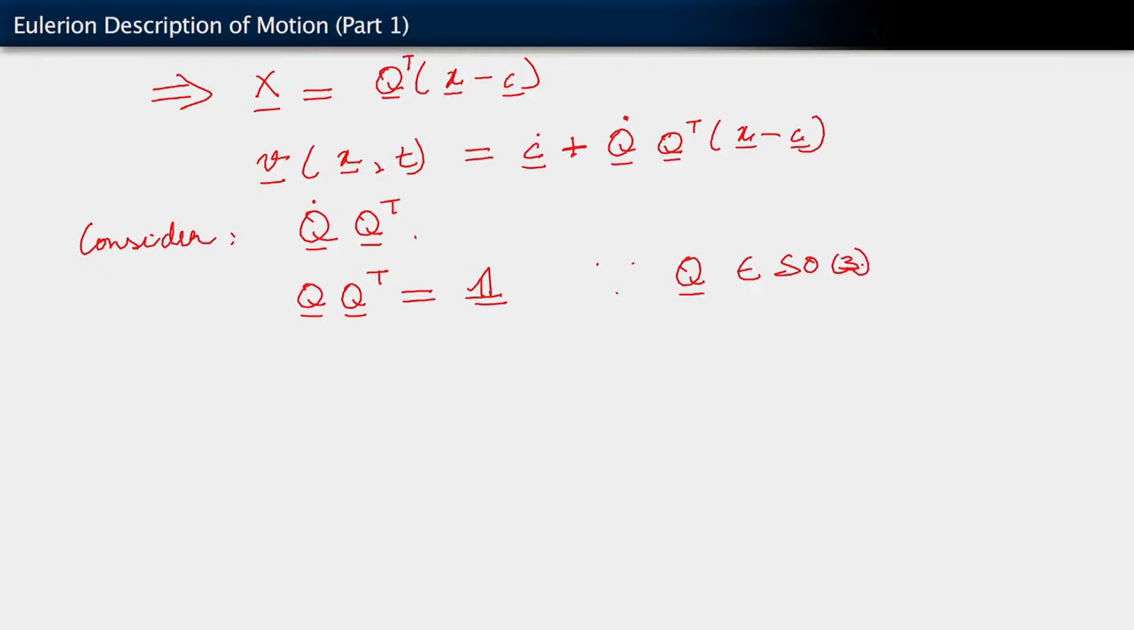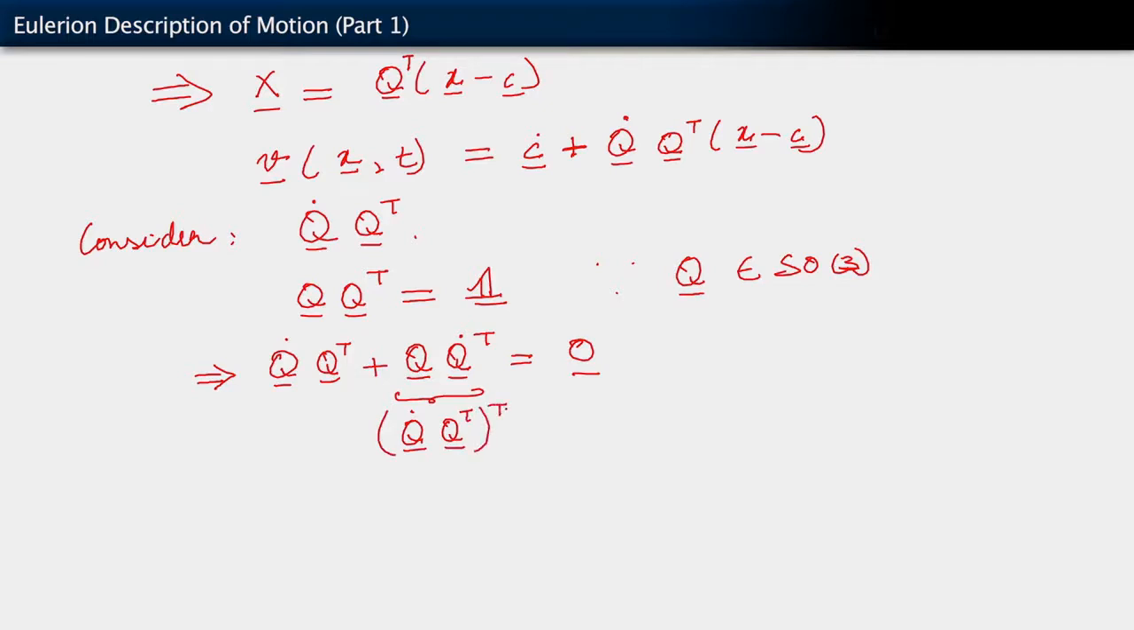Okay. But what this now implies is that if you take the time derivative of this expression, we get Q dot Q transpose plus Q Q dot transpose, which is equal to, on the right hand side, 0, right? Because the second order isotropic tensor is constant. Okay? But then note that Q dot transpose is simply Q dot Q transpose, the whole transpose.